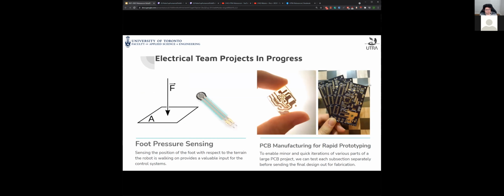So some of the current projects for the Electro team. One of the major ones will be the foot pressure sensor. Previously we didn't have any foot pressure sensor, so we couldn't really tell how much pressure we're experiencing on each corner of the foot. That proved to be somewhat problematic for us to do proper walking behavior.